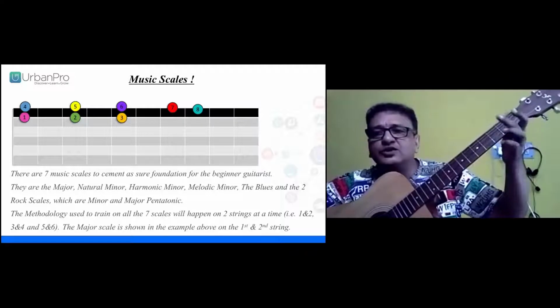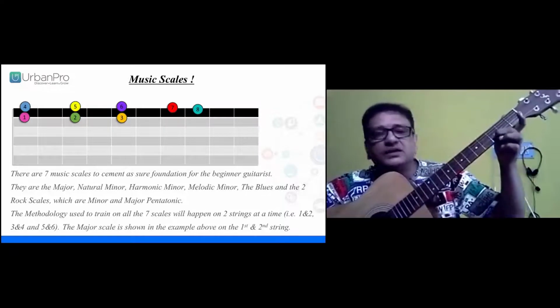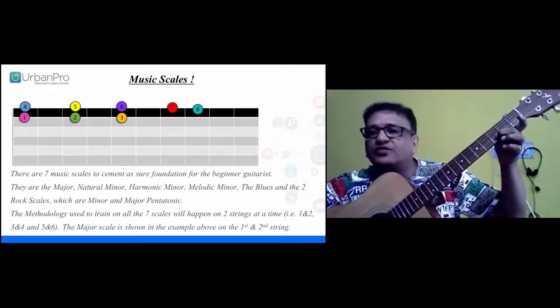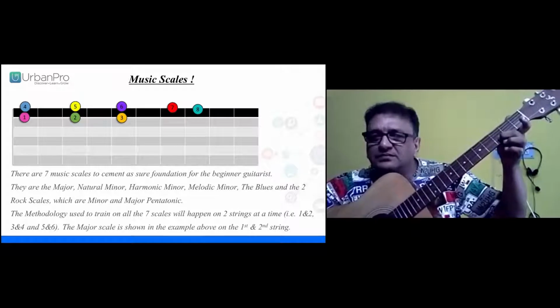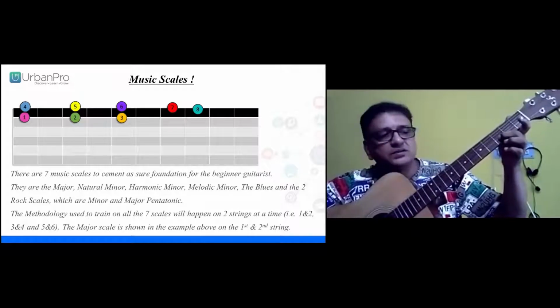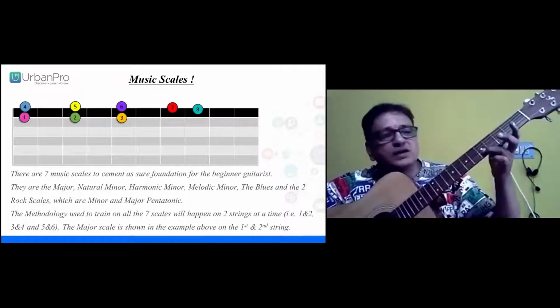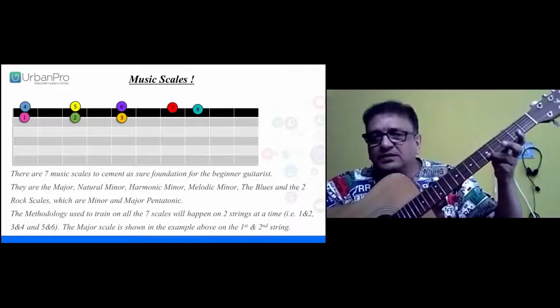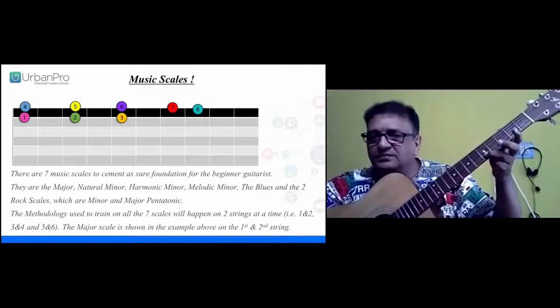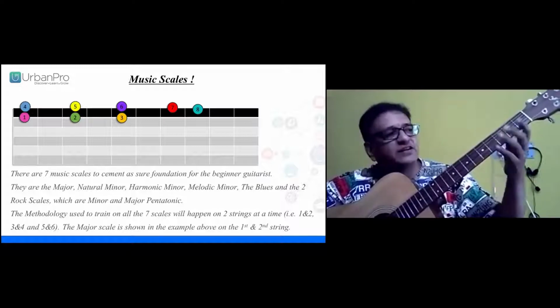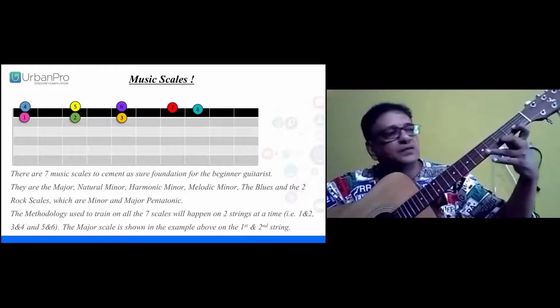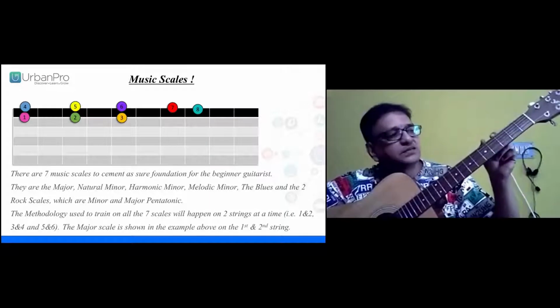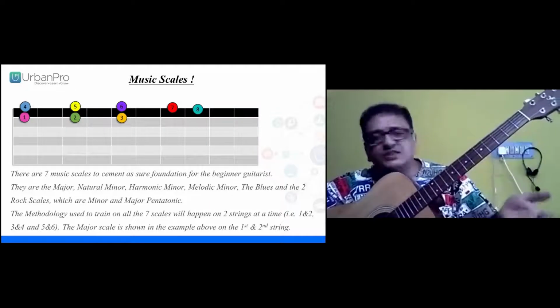Then I'm going to ask you to use your 2nd finger and hold down the 3rd fret of the same string. That's the 2nd note. Then with your 3rd finger, you hold down the 5th fret of the 2nd string. That's the 3rd note, and so on. So you kind of repeat the same distant notes on the first string.